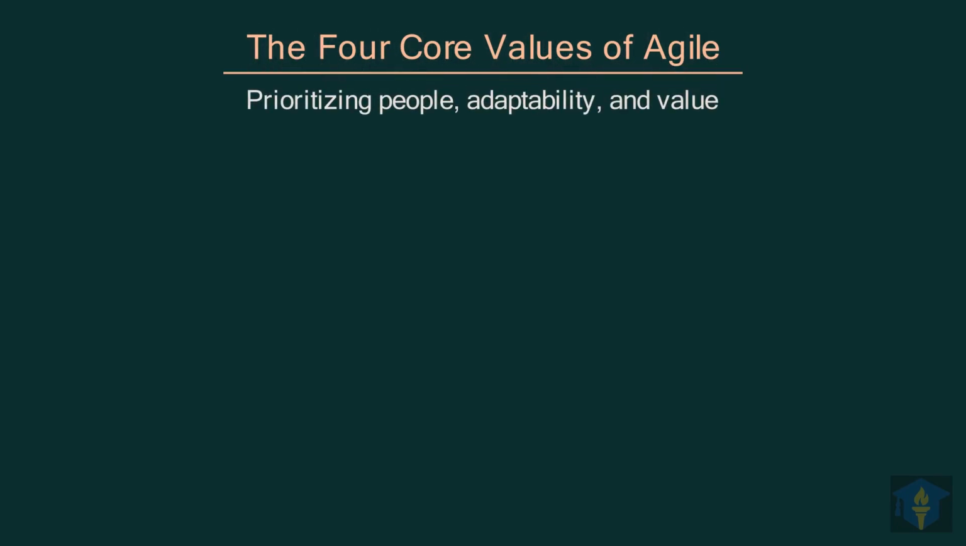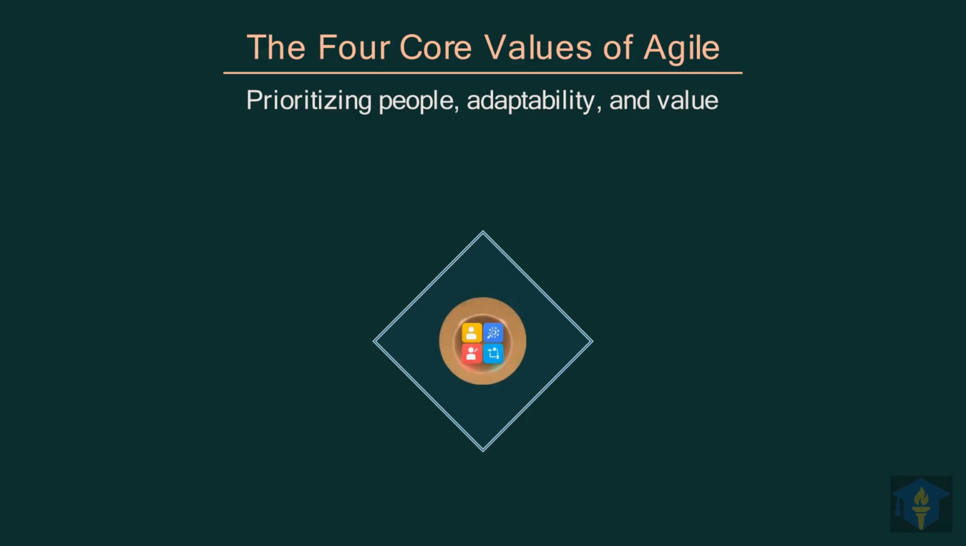These values prioritize people, adaptability, and delivering tangible value over rigid processes. The first value emphasizes individuals and their interactions. Recognizing human collaboration is key. This means valuing people's collaboration more than strict adherence to processes and tools.